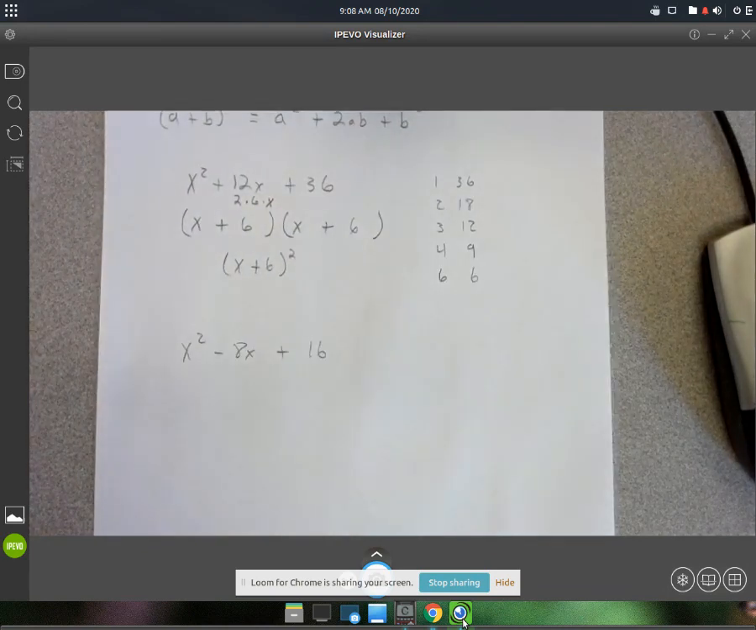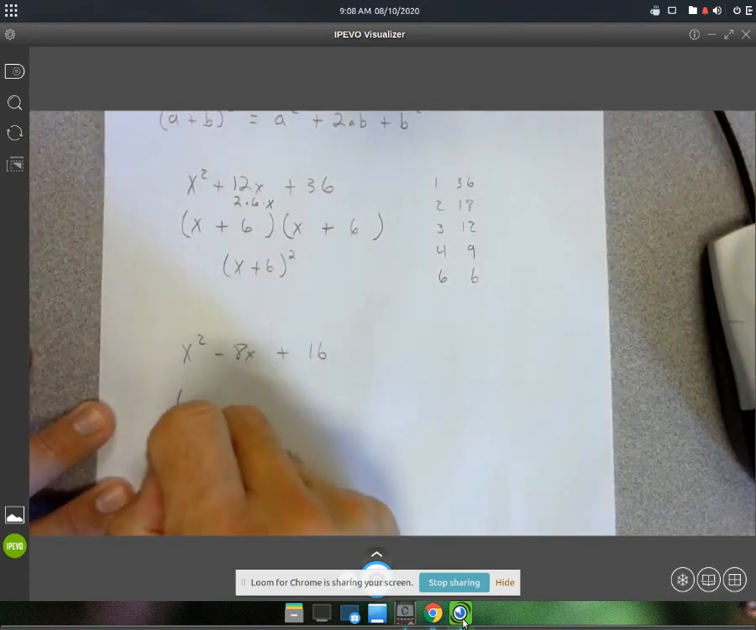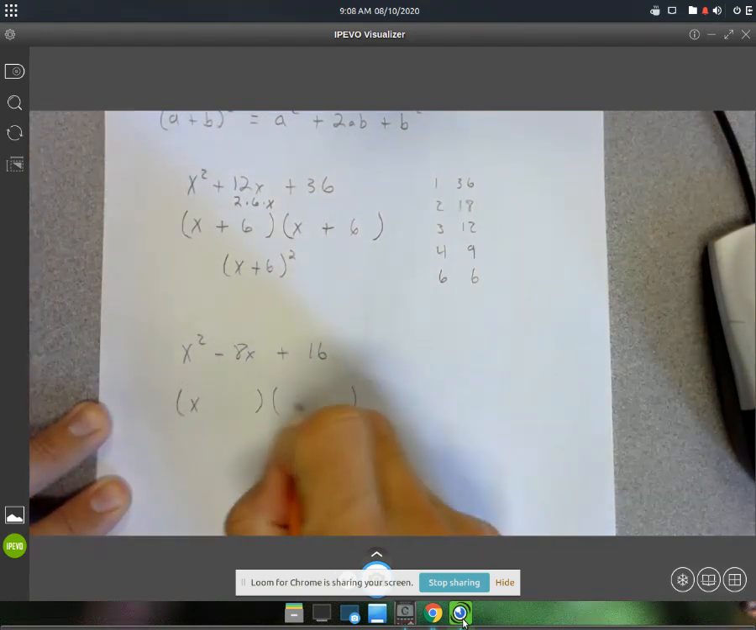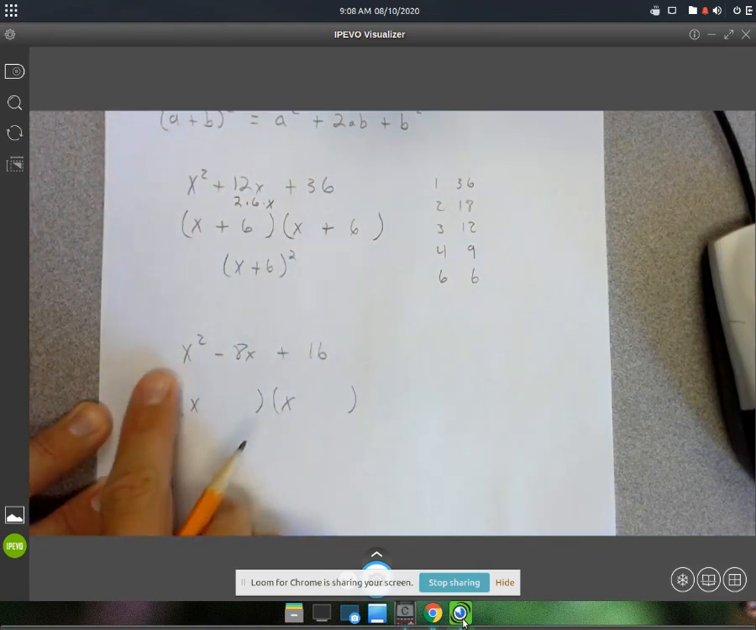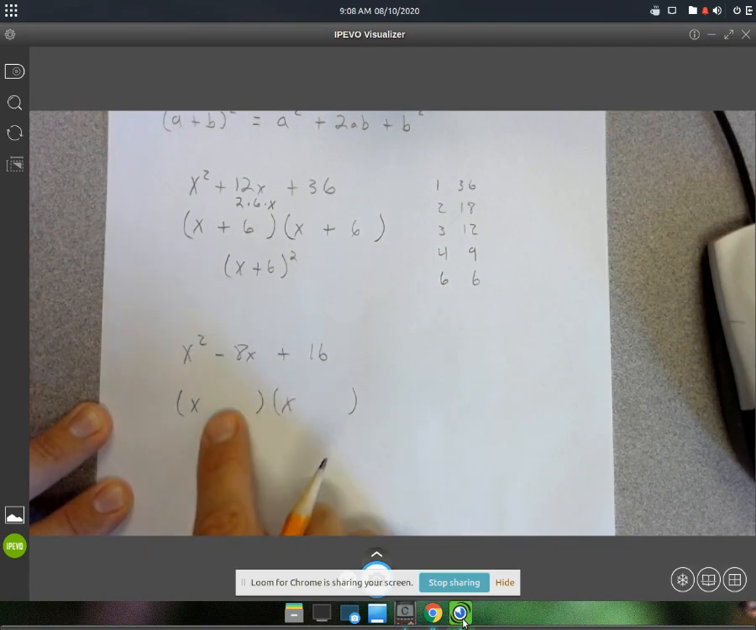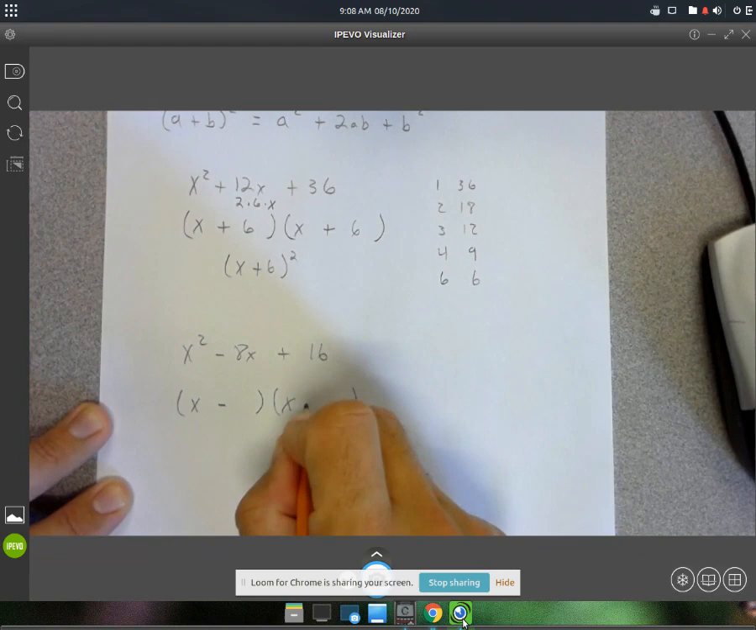All right, second example here. We've got two binomials here we're factoring into. This has to be an x because the leading coefficient's a 1. This is a positive, so these have to be the same signs. And the middle term is negative, so they both have to be negatives.